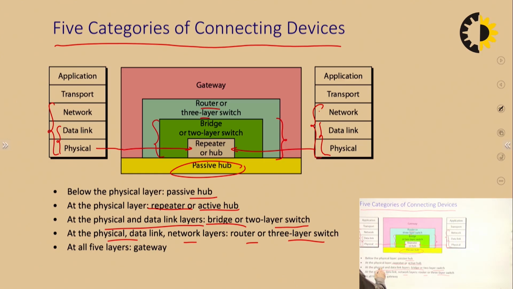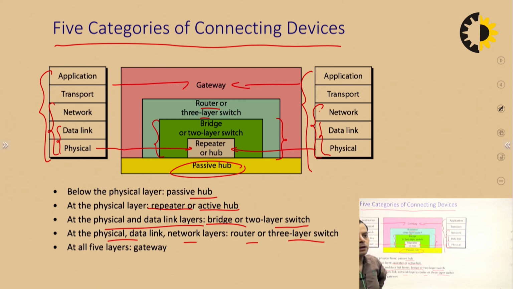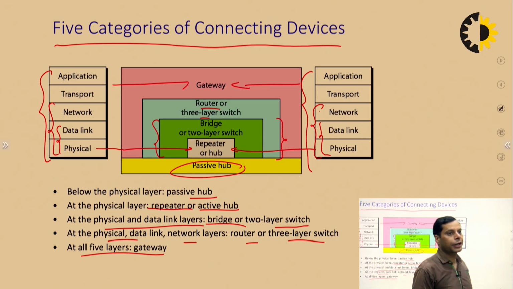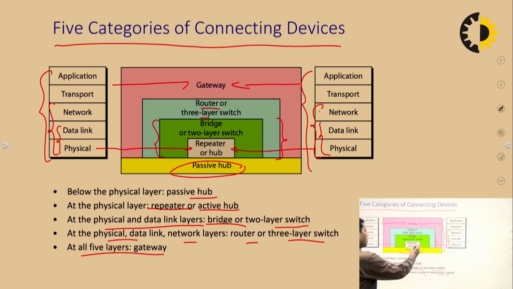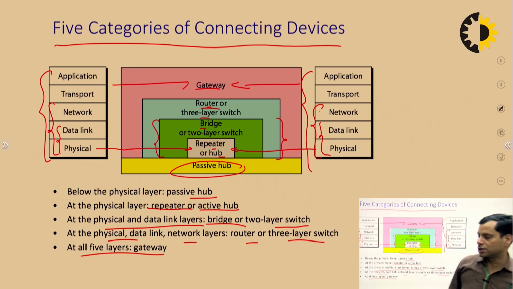After that, at the level of all 5 layers, along with transport and application, the gateway will be used for the connection of these layers between the two different sections, sender and receiver. So, all 5 layers can be connected from one section to another with the help of a gateway. So, the repeater, hub, bridges, router and the gateway are the connecting devices, which are used to connect the networking system.